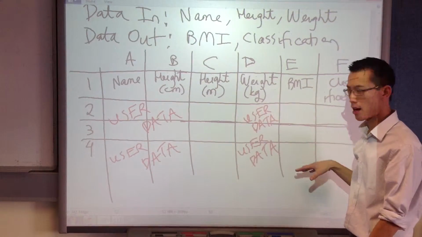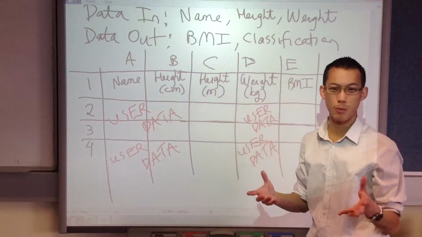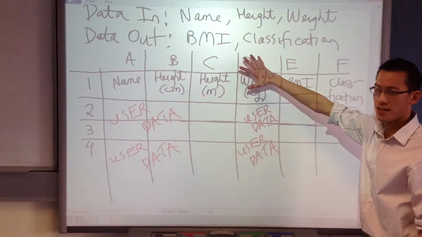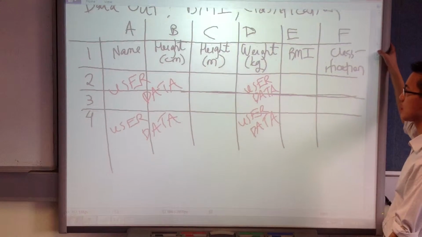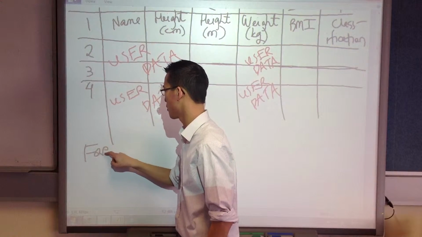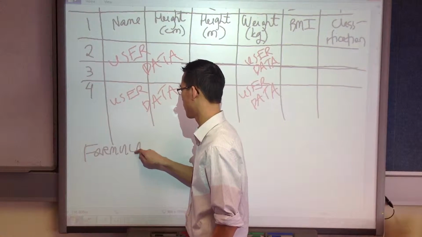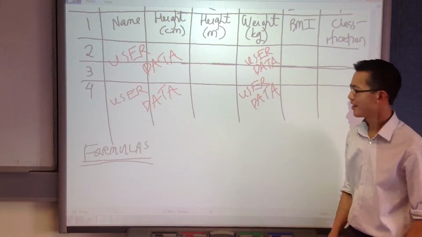The formulas that are here, rather than try and cram them into here, mine is super small, yours might not be as small, but you'll still struggle, right? Have this down below in a separate section. So underneath where you've got your table, make a little subheading and call it formulas, or formulae, whichever you're inclined to, okay?